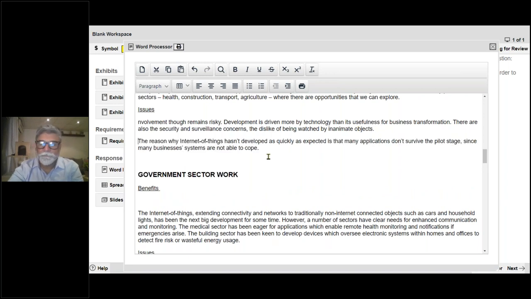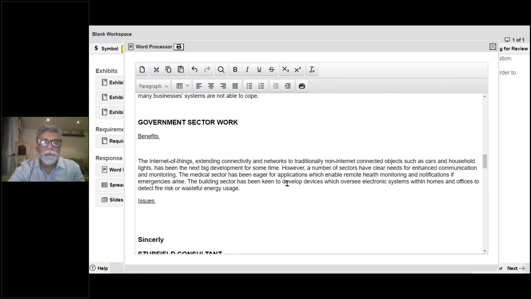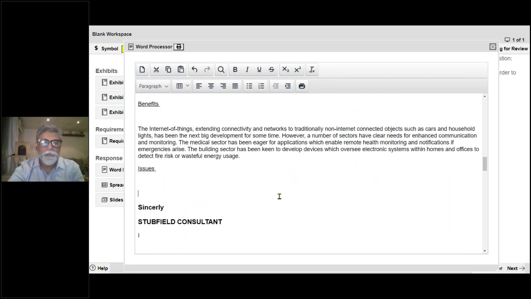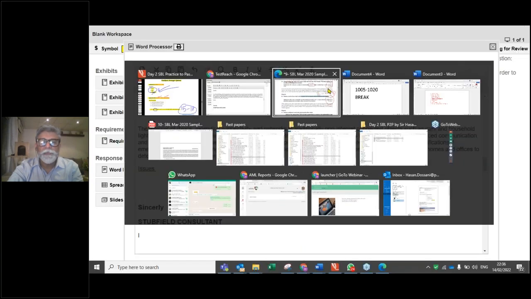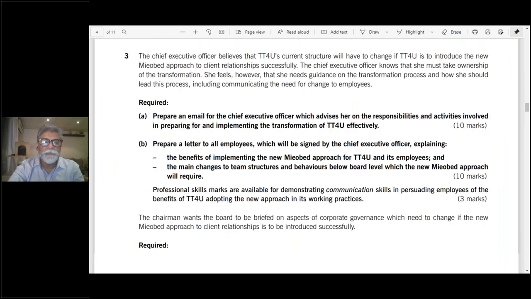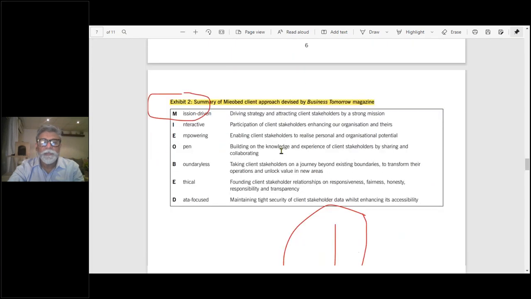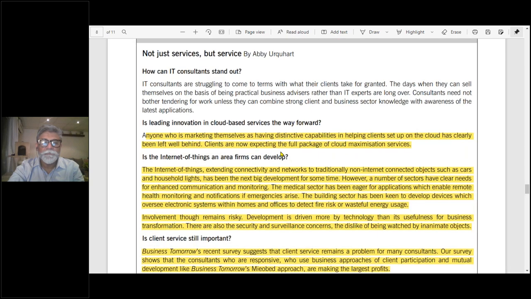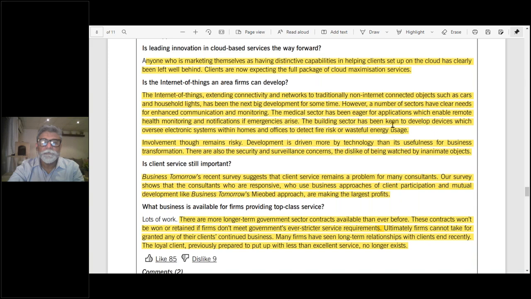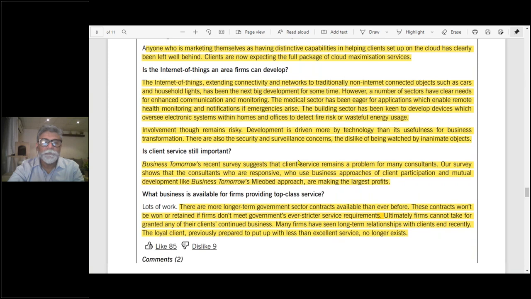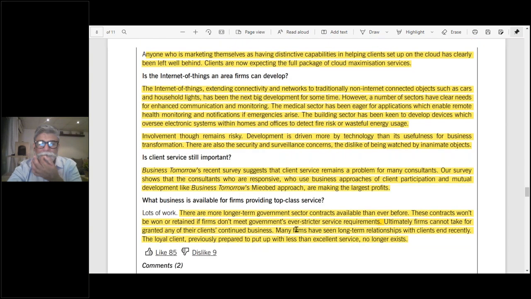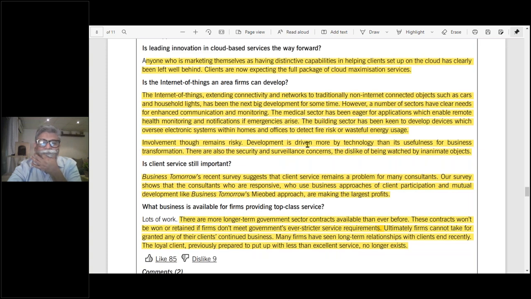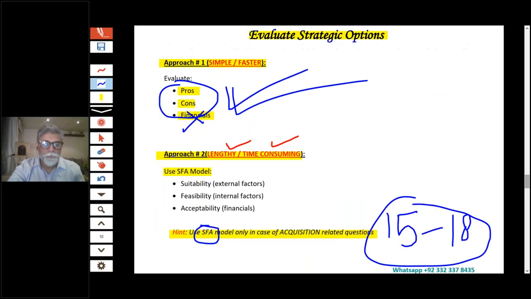And then benefits, where are the disadvantages of the government sector? I think I had read it somewhere. It was in one of the exhibits. It was in this exhibit, yeah. Anyways, not able to find it.